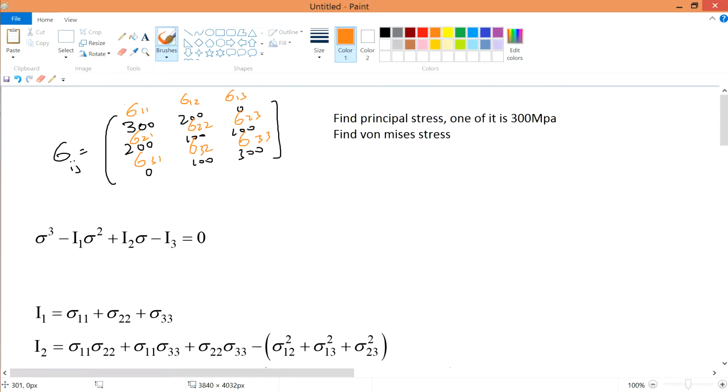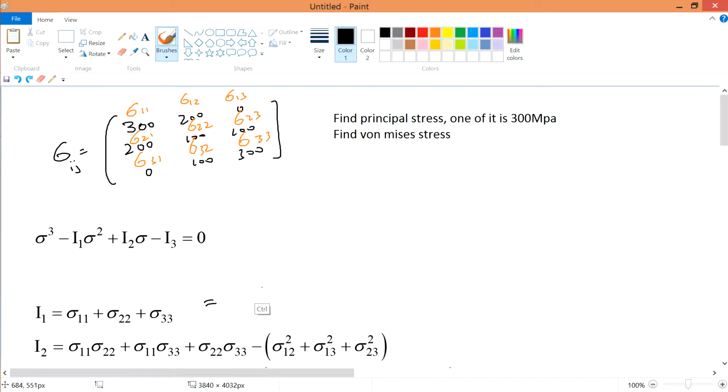Let's go. Let me just name this in case you may have forgotten: sigma 11, sigma 12, sigma 13, all this stuff, I'll just name it over here, so that when you substitute in, it's easier for us to see. So I substitute into I1: sigma 11, sigma 22, and sigma 33, which is 300 plus 100 plus 300. Therefore it equals 700. It's just summing up these for I1.